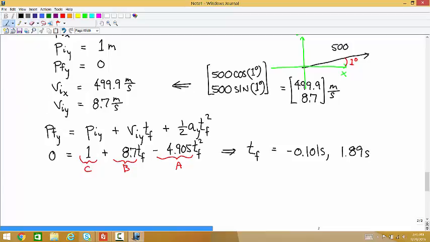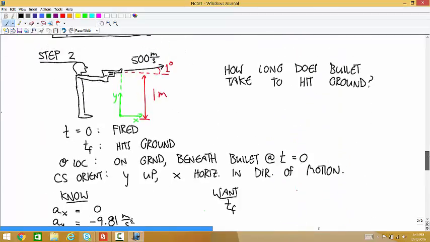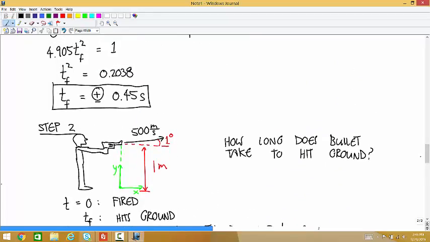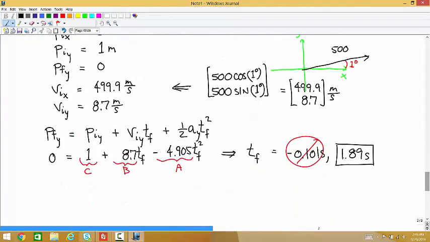Okay, so not this one. Yes, this one. And so just with that 1 degree change in angle, we went from a time of 0.45 seconds to hit the ground to 1.89 seconds, a huge difference between those two.